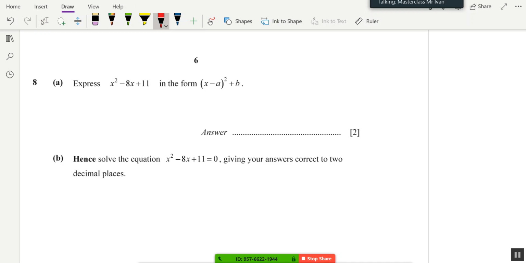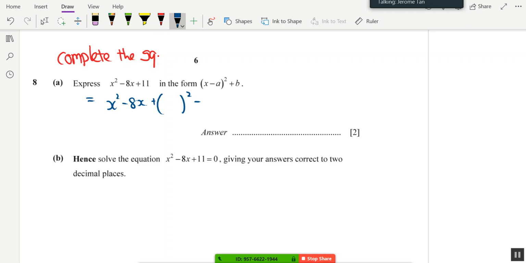Number 8A. What technique is this? Complete the square. Can you remember how to complete the square or not? Okay, so to complete the square, this is equals to x squared minus 8x plus 8 over 2. Very good. 8 over 2 square minus 8 over 2 square plus 11. The first three will complete the square. This will become x minus 4, the whole thing square.